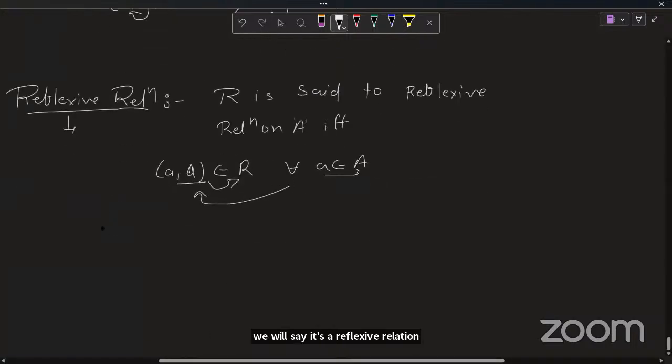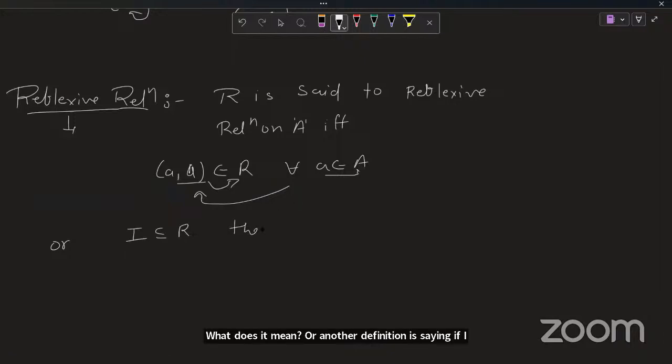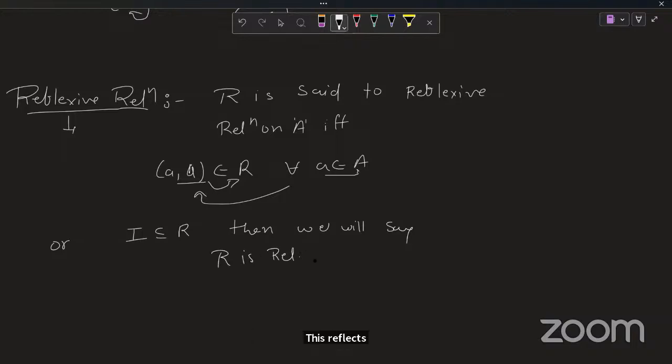What does it mean? Or another definition says that if I is a subset of R, then we will say R is a reflexive relation.